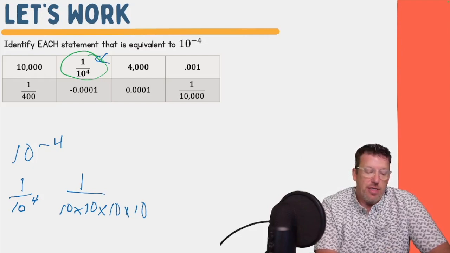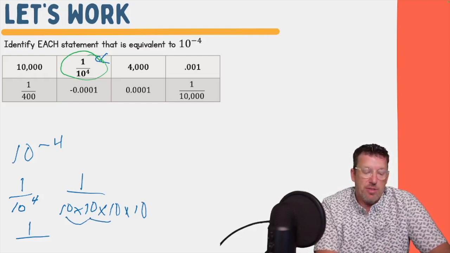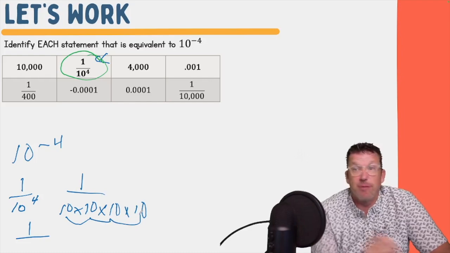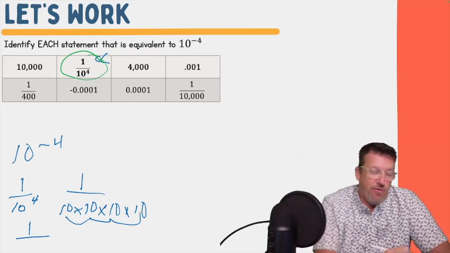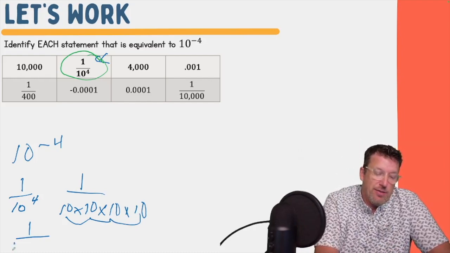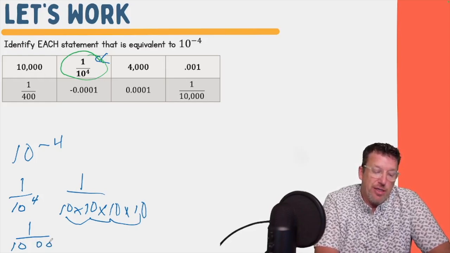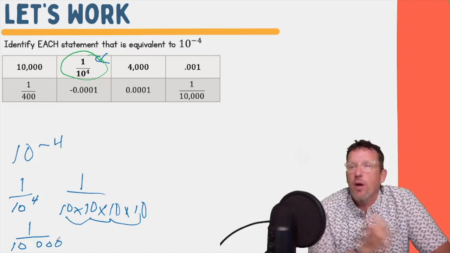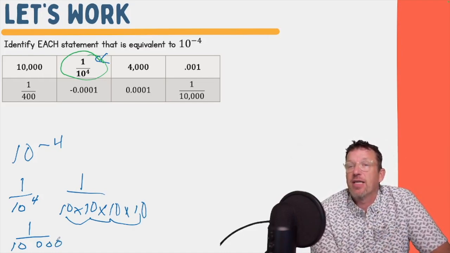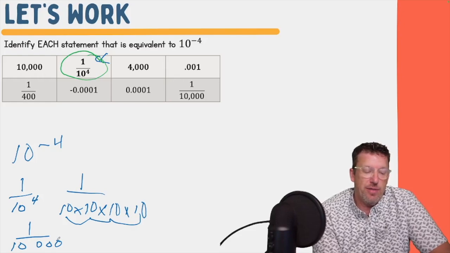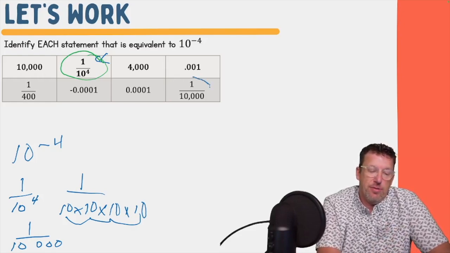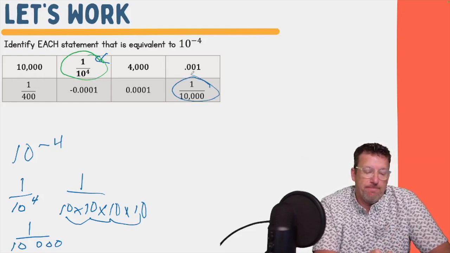We keep the 1 on the top. And what is 10 times 10 times 10 times 10? Well, remember the pattern. How many zeros do you see? 4. So let's do 1, 0, 0. I'm at the bottom of my screen and I'm struggling to write this. There we go. 1 over 10,000. Okay, because it's 1/10,000th. Do you see that anywhere up there? Yes, you do.